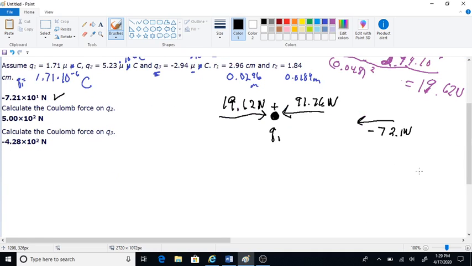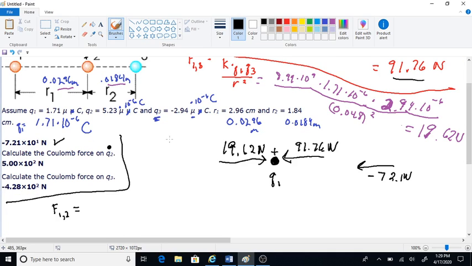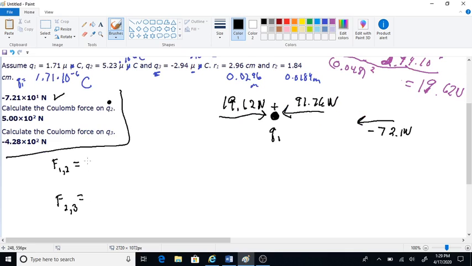All right, let's continue. Part 2. Let's containerize this. We're on this one now, right here. Part 2. We need, what is the force on 2? Well, we need, what is 1 and 2? And what is force 2 and 3? We already did the magnitude of 1 and 2. That's right up here, 91.76, because the force that 2 exerts on 1 is the same in size, magnitude, as 1 on 2. So it's 91.76 newtons.